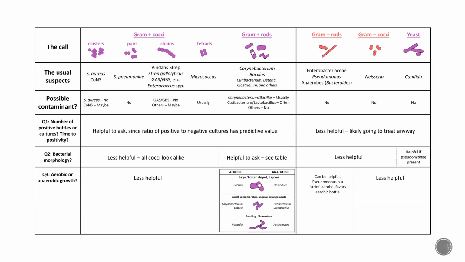For example, Staphylococcus aureus is not usually a contaminant. For coagulase negative Staphylococcus, it may be a possible contaminant. That brings us to the first question, which is how many bottles or cultures are positive. If both, 2 out of 2 bottles are positive, then it is highly likely that this is true bacteremia. Or if multiple sets of the culture all come out positive, then this might be true bacteremia.